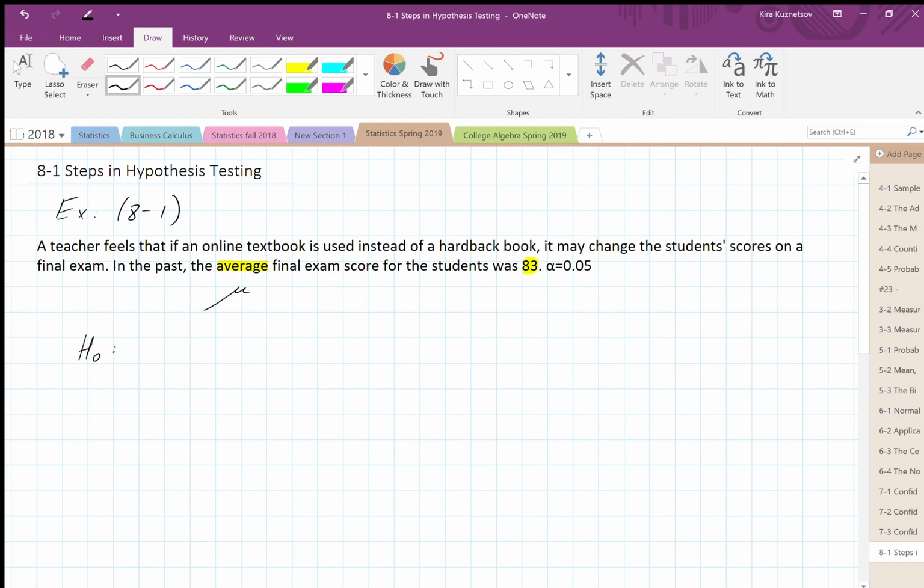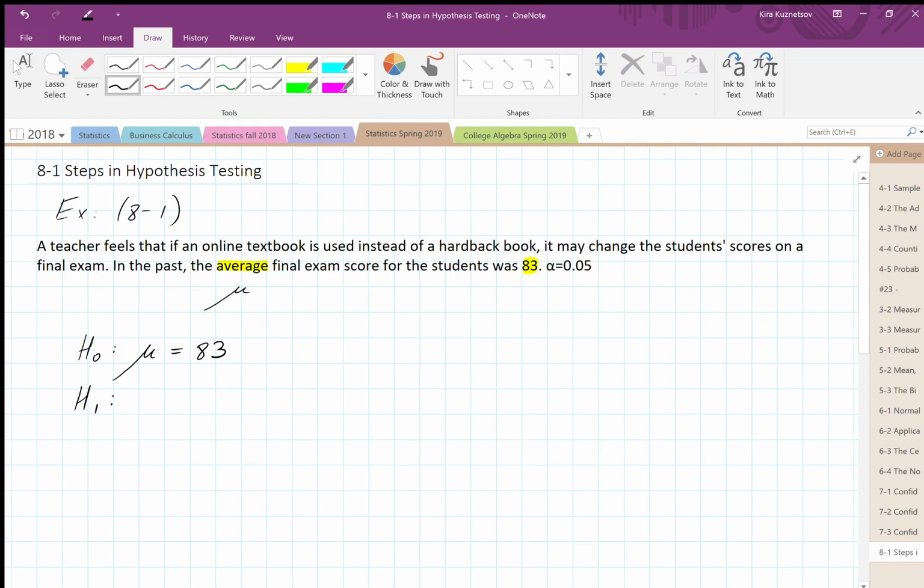The null hypothesis says that there is no difference between the statistic, the information that we have, and the existing information. So in this case, we're going to say the actual mean is 83. It is what it is.